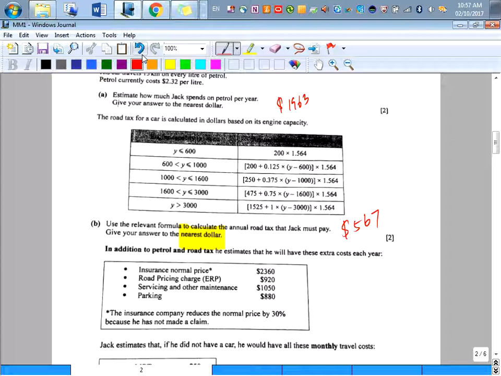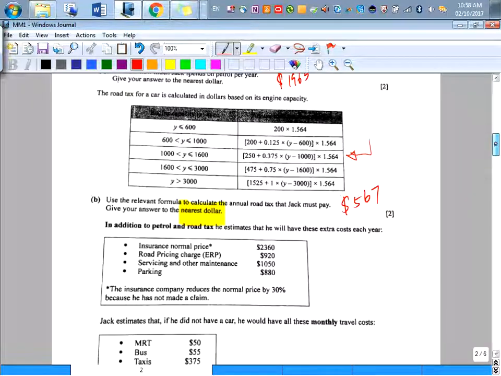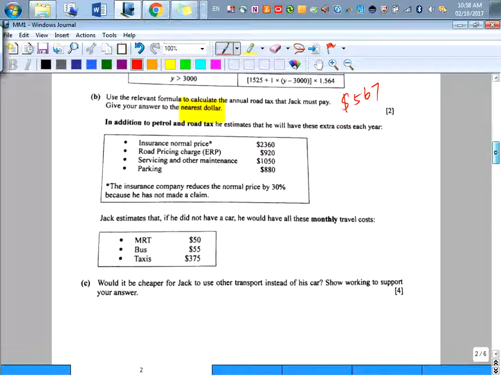Okay, does anybody have problems with calculating the road tax? $567. You know which row to be looking at, right? And it's just simple substitution only for 1300 cc. Okay, now next, part B, or part C, which is cheaper for Jack to use. Would it be cheaper for him to use other transport instead of his car? So show the working to support your answer.